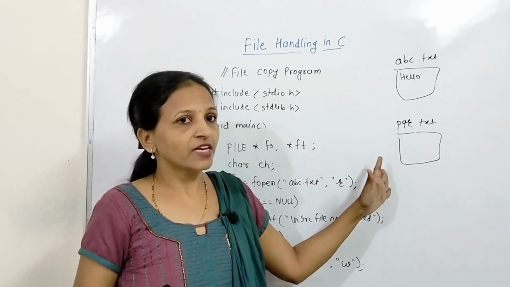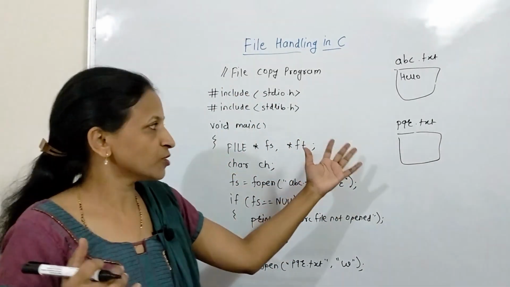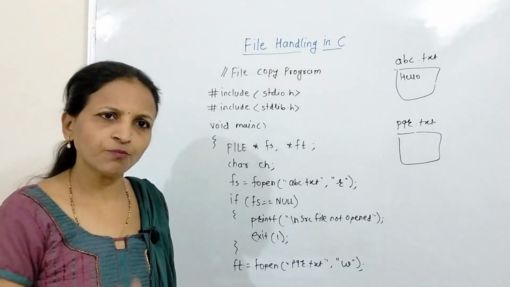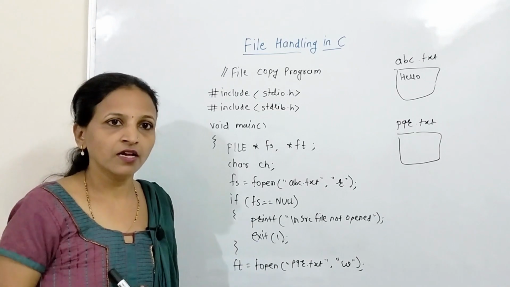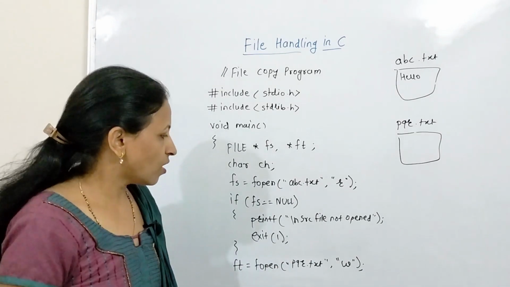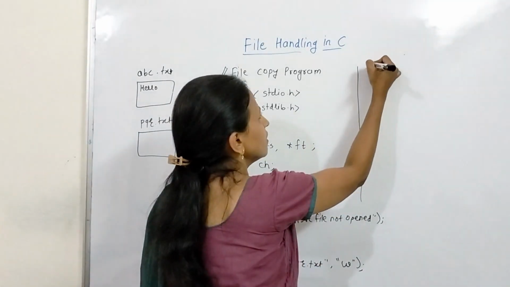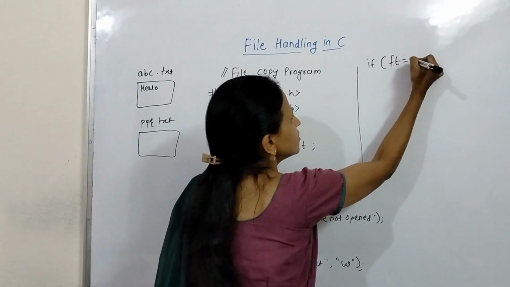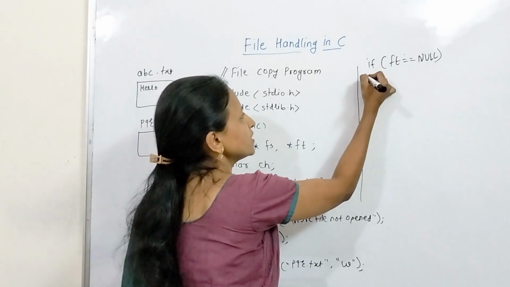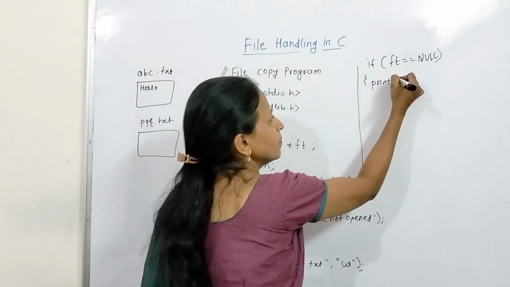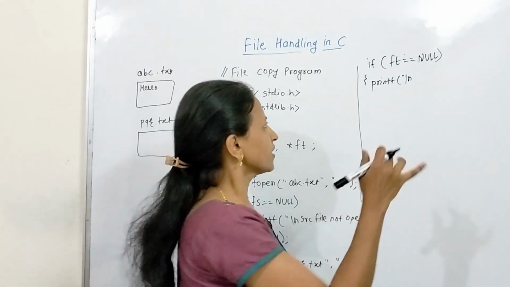I want to create this file, suppose, and there is no remaining space on the disk to create any file, or any other problem may be there, then this fopen function will return null. That we have to check again. We will check like this: if ft equals null, null means opening failed. Now here we have to give a message to the user like printf "cannot open target file". Anything you can write.